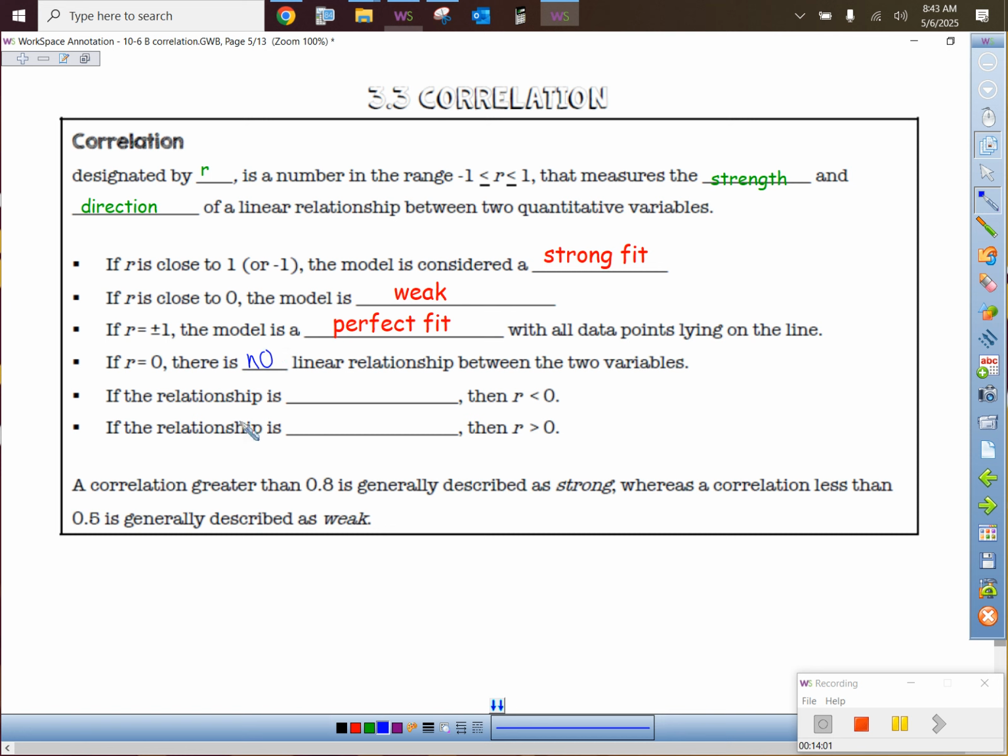And then let's see if we can fill in this blank. The relationship is blank. If the relationship is blank, then R is less than 0. If the relationship is negative, right? And if the relationship is positive.